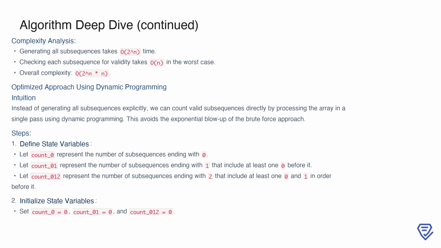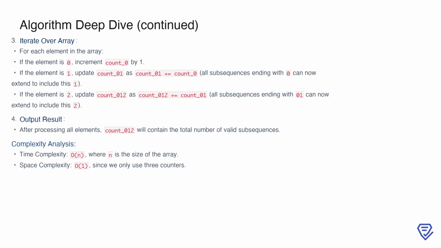Initially, all state variables are set to 0. As we process each element in the array, we update our state variables dynamically. If the current element is 0, we increment count_0 by 1 because each 0 can form a new subsequence. If the element is 1, we update count_01 by adding the value of count_0. This is because any subsequence ending with 0 can now be extended to include this one. Similarly, if the element is 2, we update count_012 by adding the value of count_01, since all subsequences ending in 01 can now be extended to include this too.